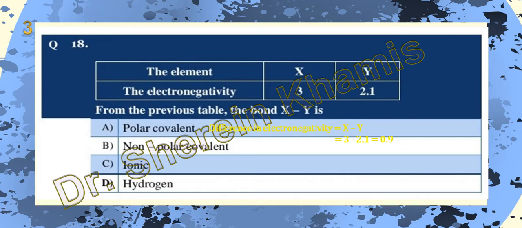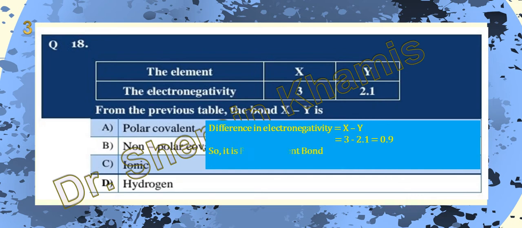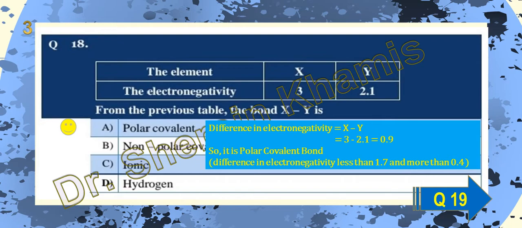So we have 3 minus 2.1, giving 0.9. So it is a polar covalent bond, as a difference in electronegativity less than 1.7 and more than 0.4 makes the covalent bond polar covalent. So the right answer will be letter A. Let's go to question 19.